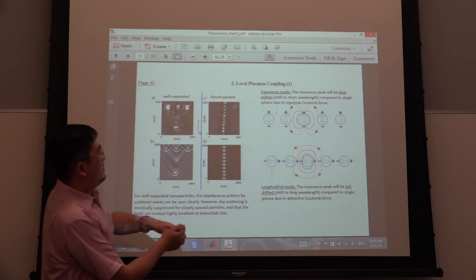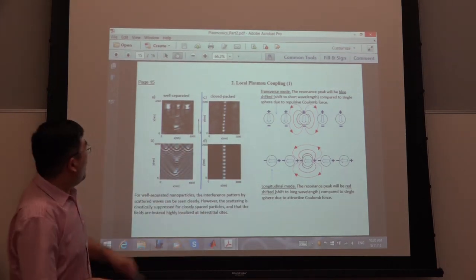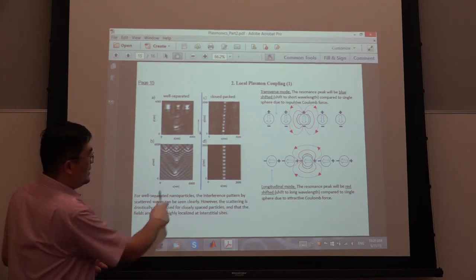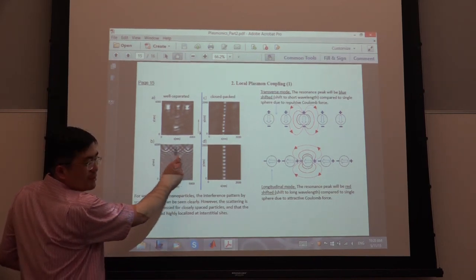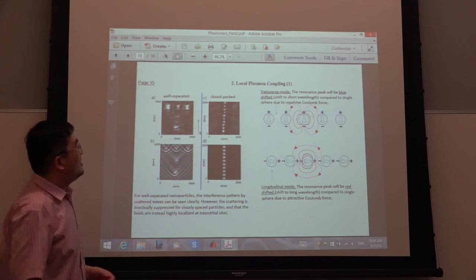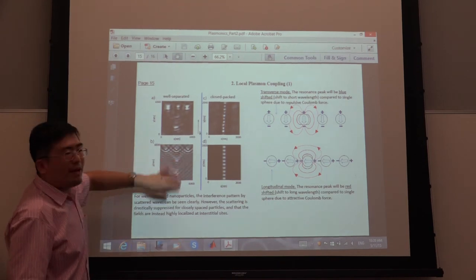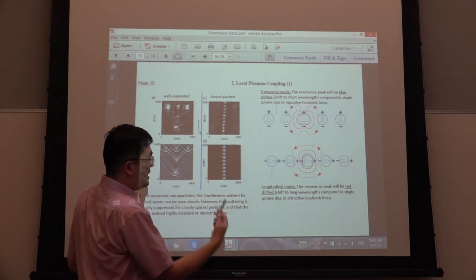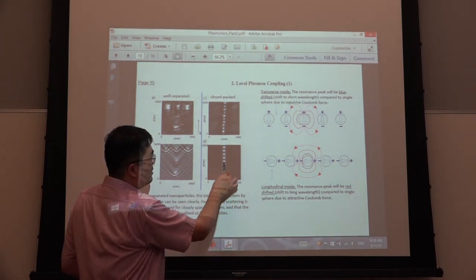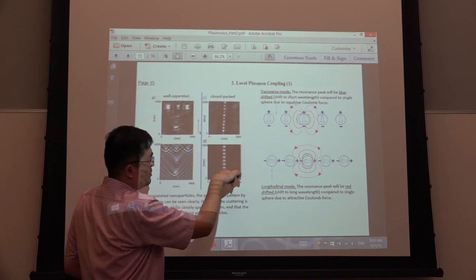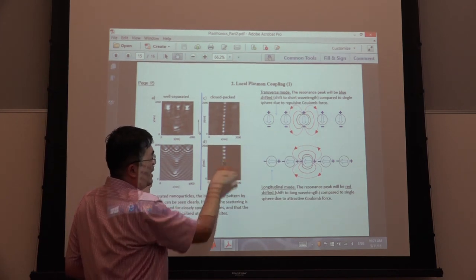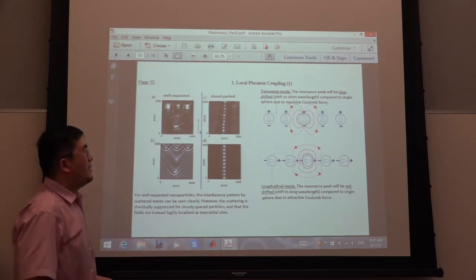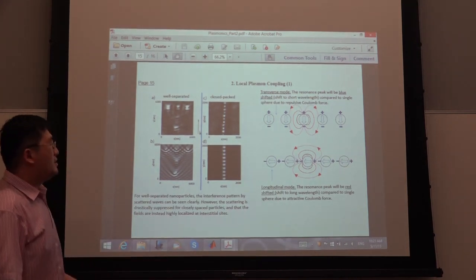This is close packed. When well separated, they have scattering fields that interfere with each other, producing an interference pattern in all the space. But very close to each other, they couple very strongly. They become similar to a guided wave, which can guide along the particles. So this is quite different.